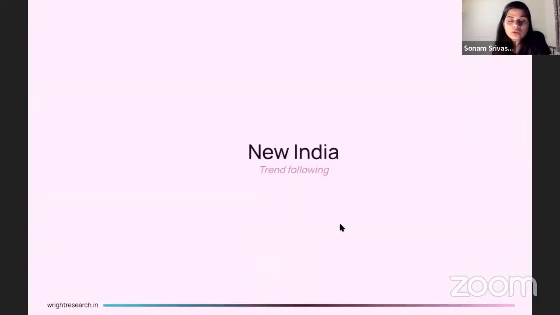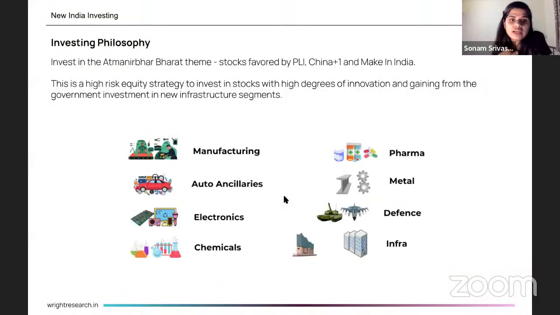The last portfolio that I'll talk about is the New India portfolio. This is the most recent one that we started. What we anticipate in the market is that a lot of stocks are gaining because of government policies, right? So let's say the PLI scheme. In the PLI scheme, the government is incentivizing certain industries. What they're saying is that if you generate a certain amount of profit, you will be incentivized on your taxation, etc. And that has a direct economic impact on these companies, right? So this portfolio tries to take advantage of this.